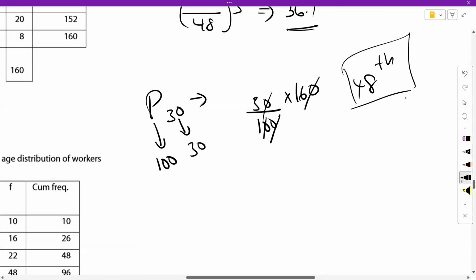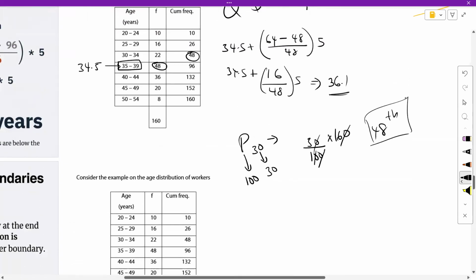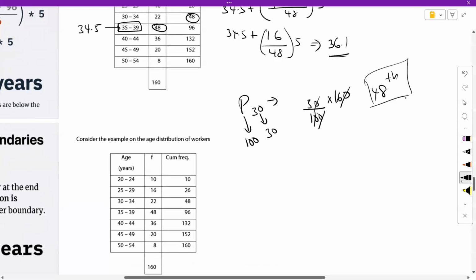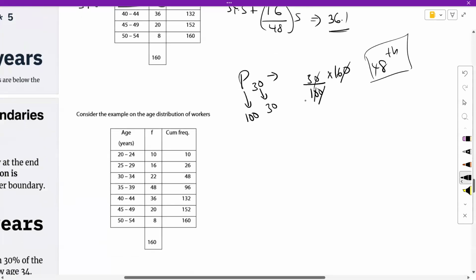So we need the 48th percentile. What's the age at the 48th position? Without doing calculation, we can say exactly 34. Let us work. The answer would be 34. Right? The 48th position looks like it is here in this category.